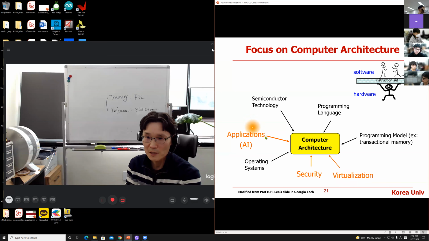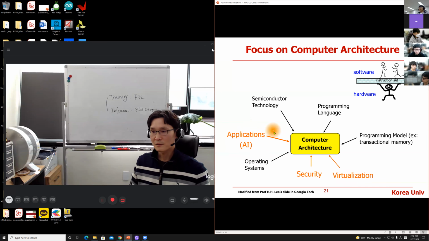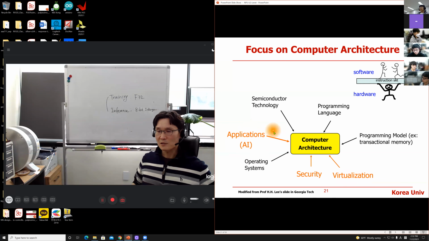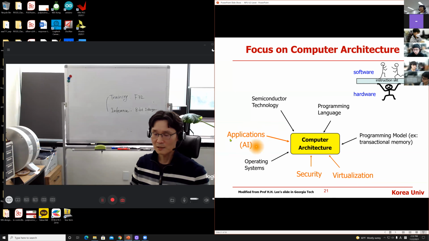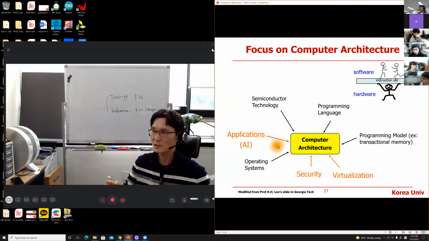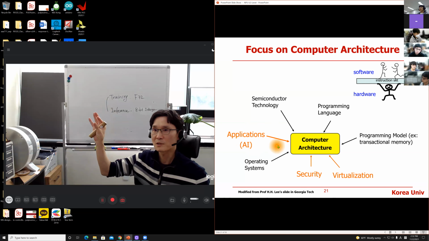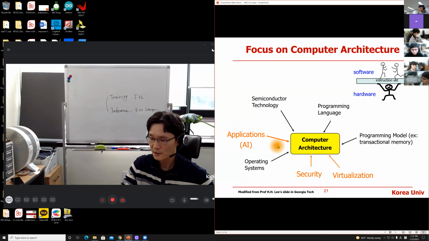And also, these days, AI is exploding. AI applications are exploding. Many people want to run a DNN model on a computer. So computer architects are trying to add some hardware support for that application. So it got reversed. Application and software companies are demanding that computer architects add something to run that application fast and efficiently. That is the one.